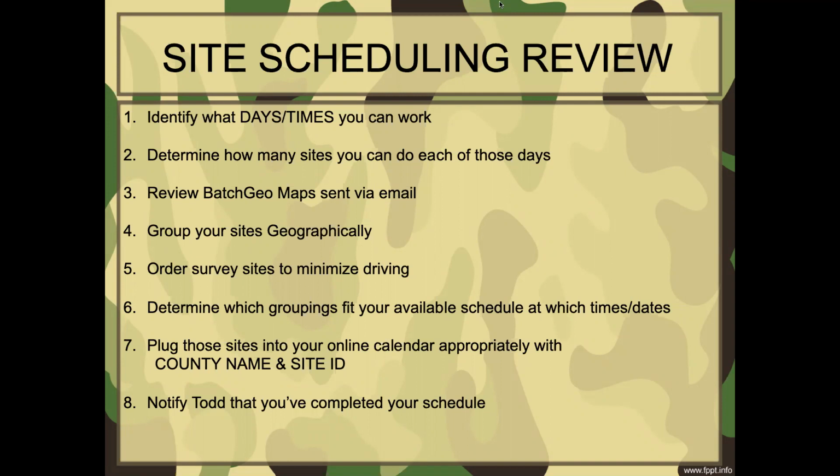Within those maps, you can visually identify geographic groupings. Then you'll order the survey sites in that grouping to minimize your driving. Step 6, you'll determine which groupings fit best into your available schedule and at which times and dates. Then you'll type those in to your online calendar appropriately, identifying each with the county name and the site ID. Finally, you will notify Todd that you've completed your schedule in the automatically saved cloud scheduling tool.